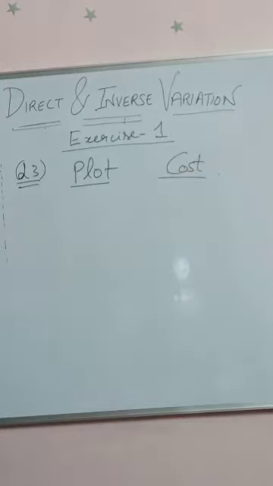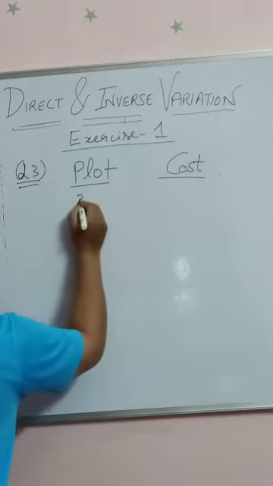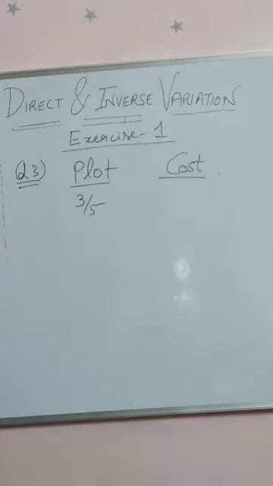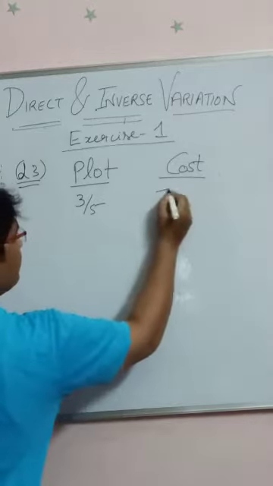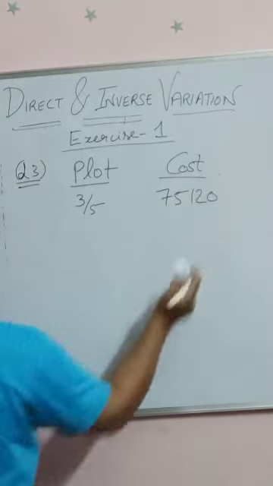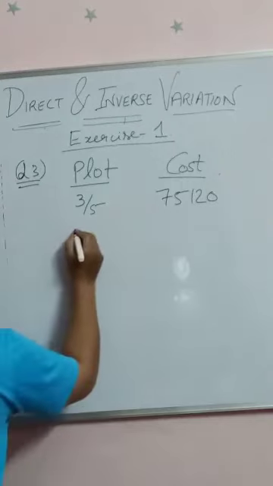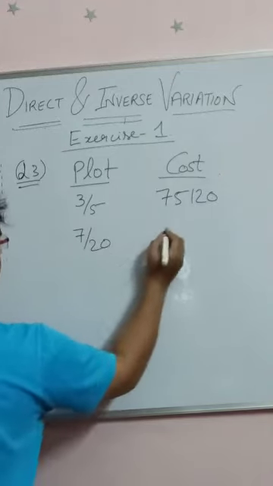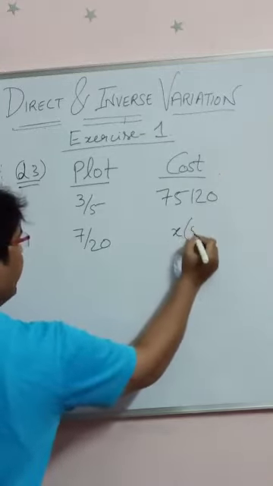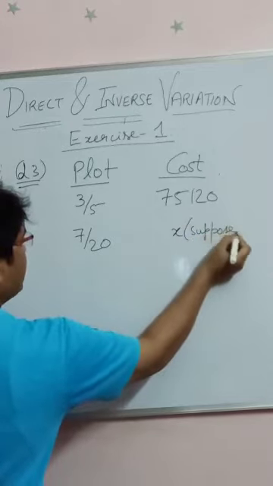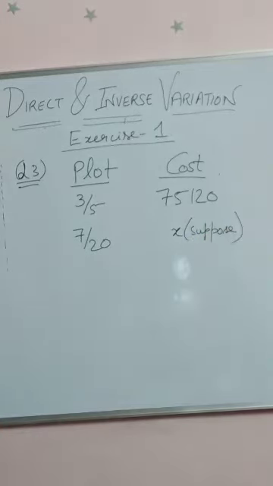Fine. So the given statement is that for 3 by 5 of the plot, the cost is given as 75,120. They want us to find the value of 7 by 20 of the plot. So let us say the value is X, like we have done in the previous question. And this is our assumption, so I am writing suppose. So actually we have to find the value of X in here. That means the cost of the given part of the plot.